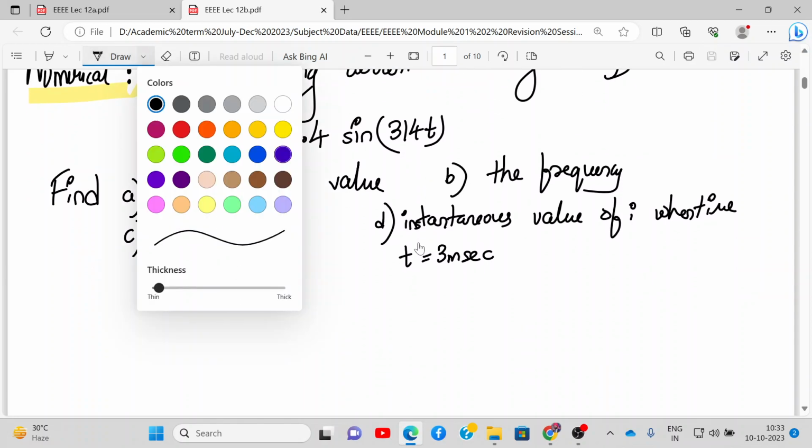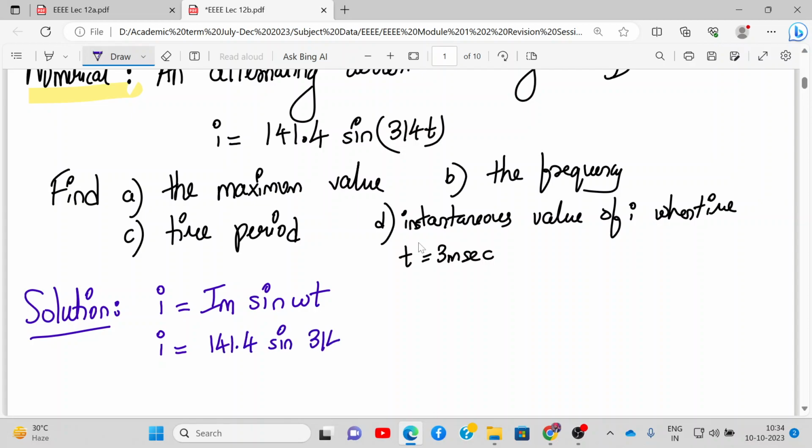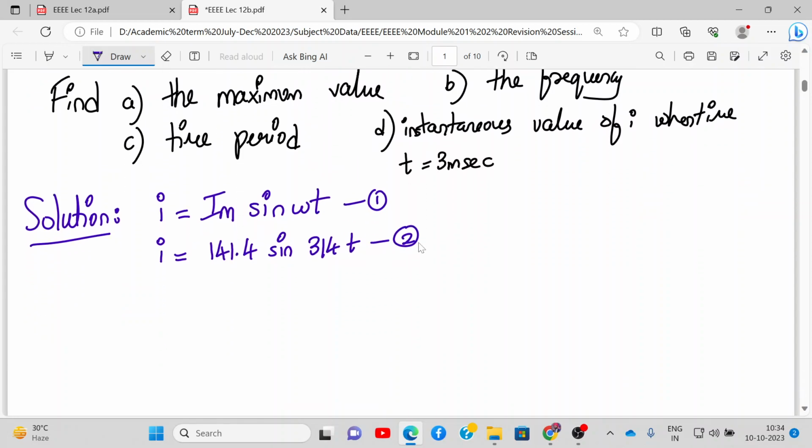So let's start with the solution. Let's rewrite this I in the standard form. So the standard form is I is equal to Im sine omega t. Now if we compare this with 141.4 sine 314t, equation number 1 and 2, what do we get? We get the maximum value, which is nothing but Im, as 141.4 amperes. Straight away, it's a clear cut answer.